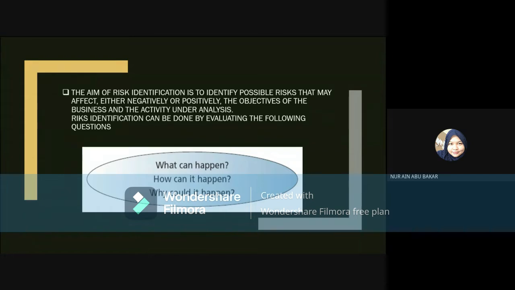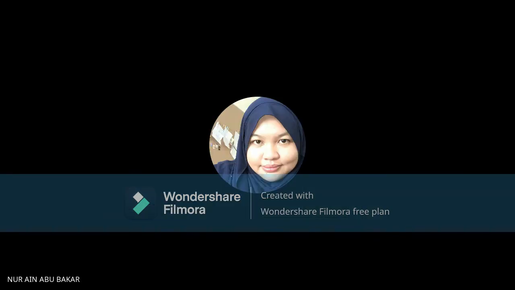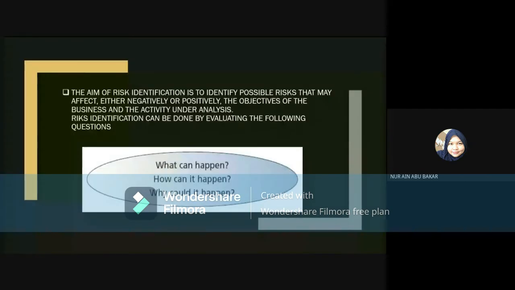Okay. So the first one is about risk identification. Last week, when we went through the risk management process, the first thing that we need to do is risk identification, because we need to identify before we can assess, before we can manage, and finally before we can monitor. So the aim of risk identification is to identify possible risks that may affect, either negatively or positively, the objective of the business and the activity under analysis.